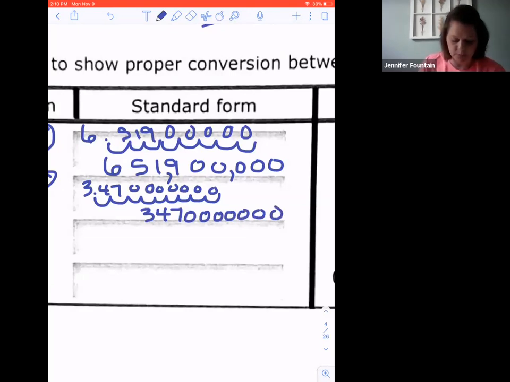Make sure I've got all my zeros. 1, 2, 3, 4, 5, 6, 7. Start at the right-hand side, moving to the left, count 3 and put a comma. 1, 2, 3, comma, 1, 2, 3, comma, 1, 2, 3, comma. 3,470,000,000 is your answer.